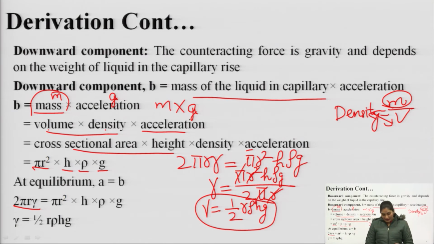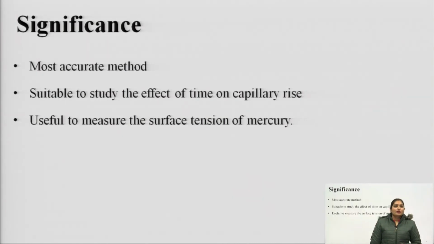And what is this method? Capillary rise method. Okay. Significance of this method is what? It is the most accurate method for calculation of surface tension. This method is suitable to study the effect of time on capillary rise, and it is also useful to measure the surface tension of mercury. Okay.